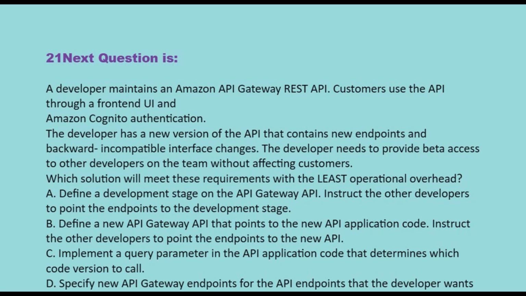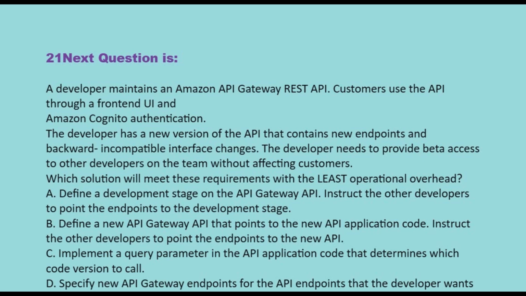Question is, a developer maintains an Amazon API Gateway REST API. Customers use the API through a front-end UI and Amazon Cognito authentication. The developer has a new version of the API that contains new endpoints and backward incompatible interface changes. The developer needs to provide beta access to other developers on the team without affecting customers. Which solution will meet these requirements with the least operational overhead?